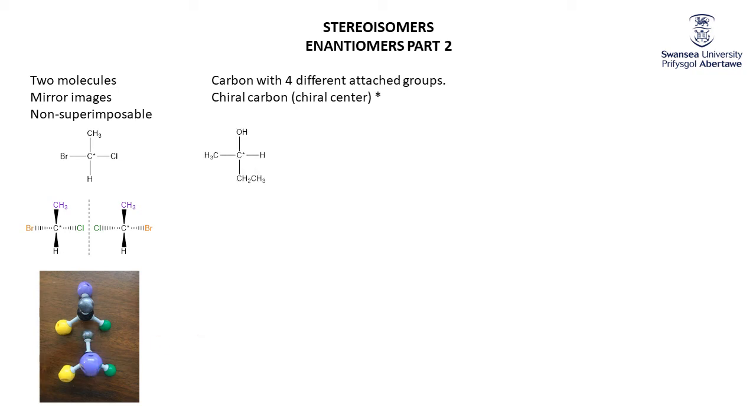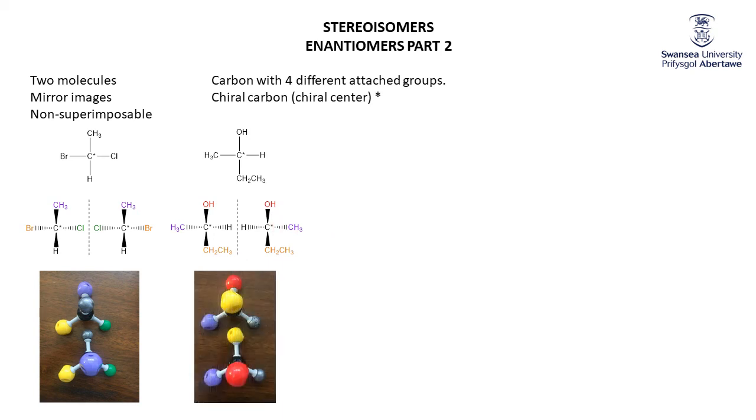Next little molecule to show you here, this is a carbon that's bonded to a hydrogen, a methyl, an ethyl, and an OH. Let's colour code it a little bit. So the OH is red, the methyl purple, the ethyl yellow, and then the hydrogen we'll just leave as sort of grey or black in this case. Mirror plane, there's the mirror image. Here are two models I made of it. This is the top one here. This is actually the bottom one, but orientated so that I'm trying to superimpose them.